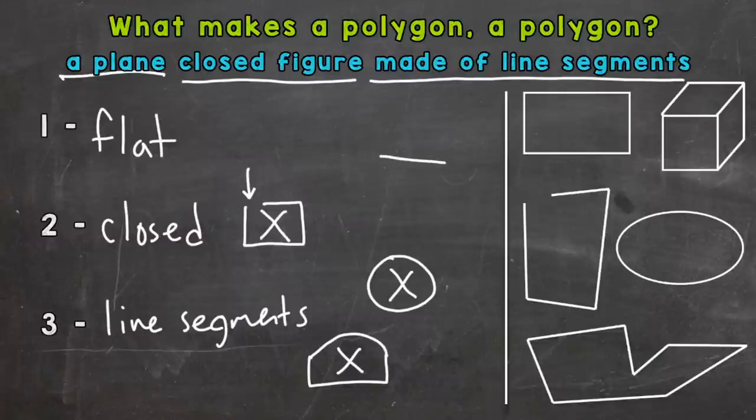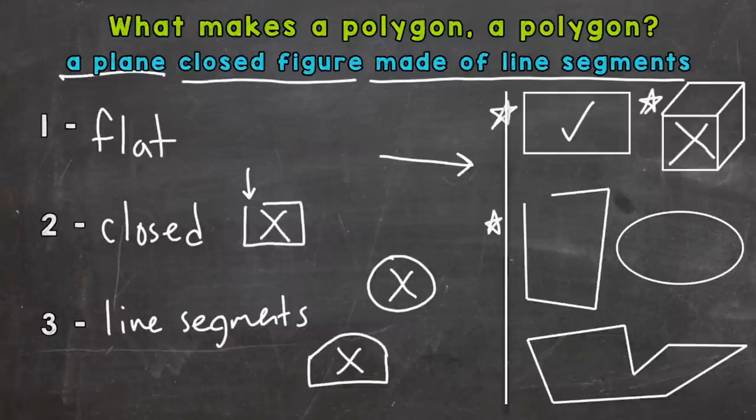So let's take a look at the right-hand side of your screen here. We're going to go through 5 different figures and determine if they are polygons. So the first one here, this rectangle, it's flat, it's closed, and it's made of line segments. So it is a polygon. Let's go over to the cube here. It is not flat. It is closed and it is made of line segments, but remember, we have to have a check mark next to all three characteristics.